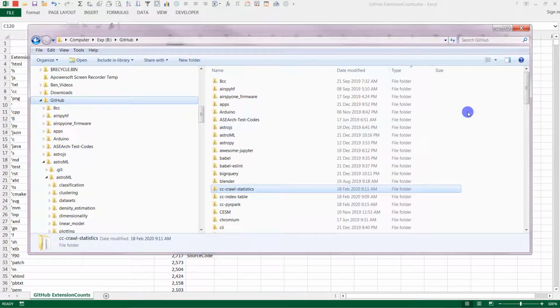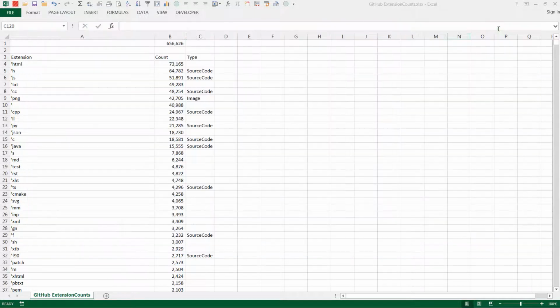what I normally do is the first thing is I go through and I just search and count how many different extensions there are. So here there are 656,000 files in that GitHub folder, the main one, and then they break down this way. So the H, JavaScript, CC, I'm pretty sure is one variety of C++, CPP is definitely Python.